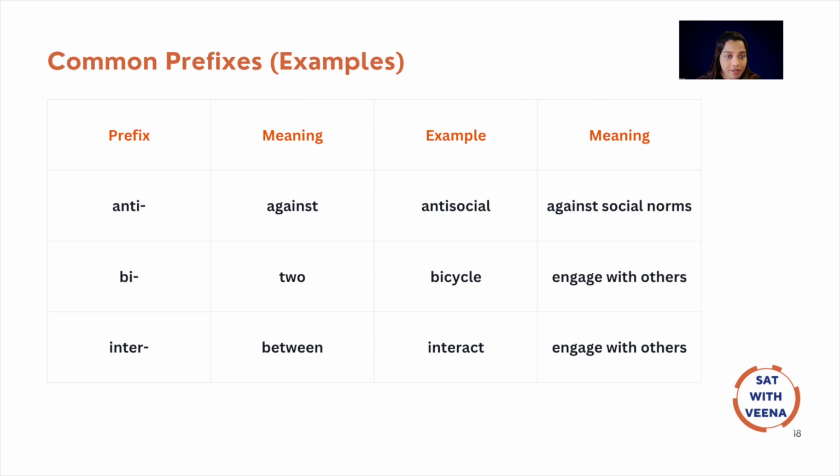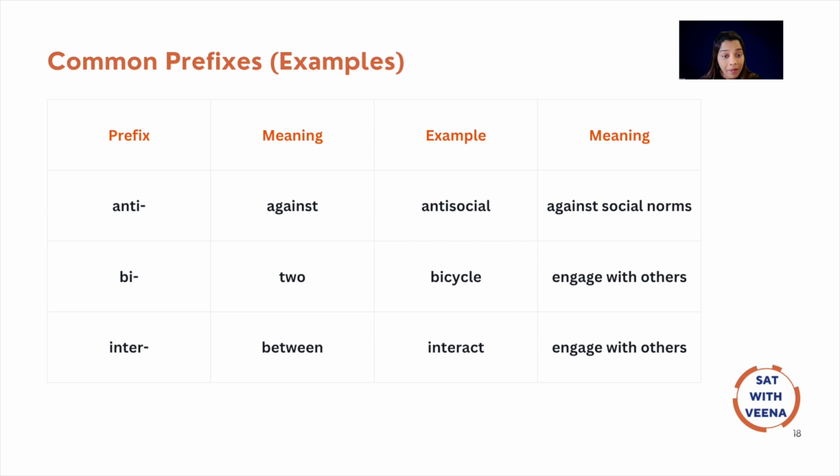Now let's look at prefixes. These are word parts added to the beginning of a word to change its meaning. First prefix, anti, meaning against. On the slide, you see antisocial, which means against social norms. Some additional SAT level examples are antidote, meaning something that works against poison, antibody, which works against infection, and antagonist, someone who works against the main character. So anytime you see anti, think resistance or opposition.